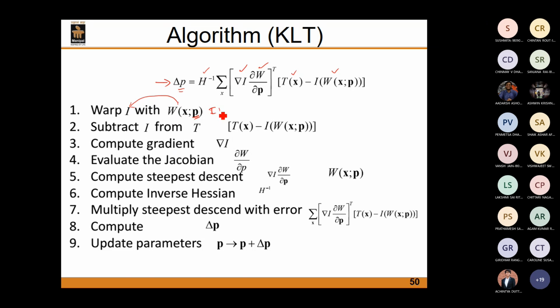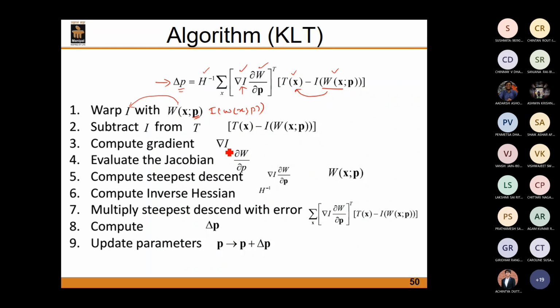I would get I(W(x;p)). I'll get the warped image. Then once I get this, I can subtract this from the template. Okay, so that would be my second step, where I subtract I from T. Then I can compute the gradient. Next, I can compute this gradient of the image, that would be delta I.